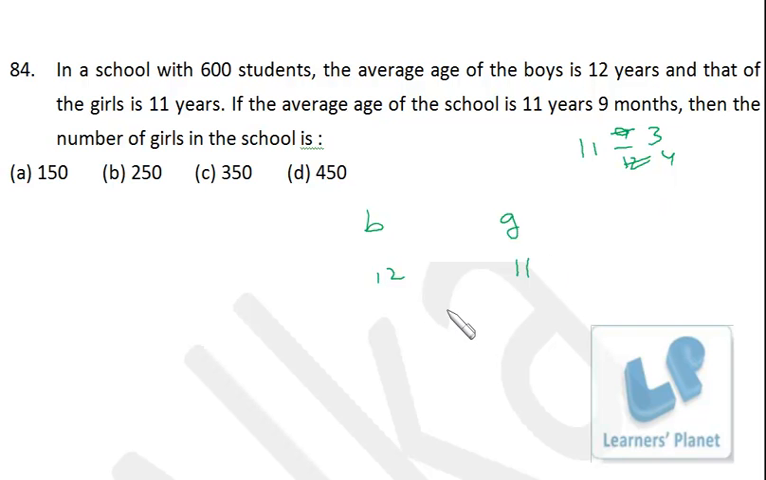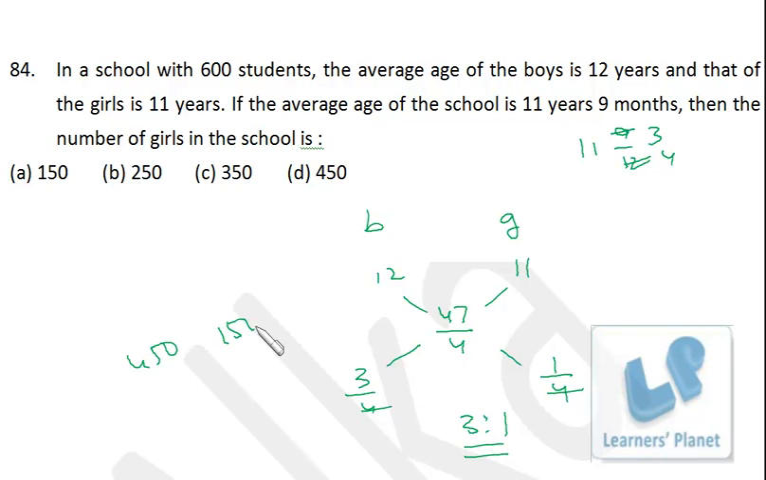So it is 11 and 3 by 4, or I can say 47 by 4, right? So it's 48 minus 47, that's 1 by 4, and here it is 3 by 4. So the ratio between boys and girls is 3:1, right? Now the total is 600 and the total ratio is 4, so 4 is 600, that means 1 is 150. So 450 boys and 150 girls. So the number of girls is 150. Simply you can solve this problem by the alligation method.